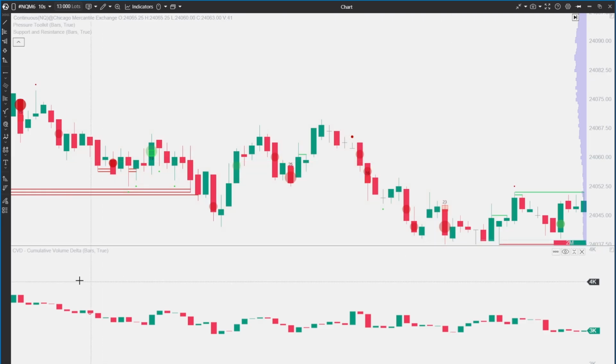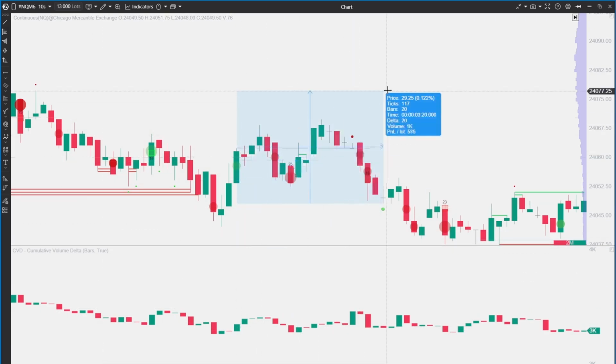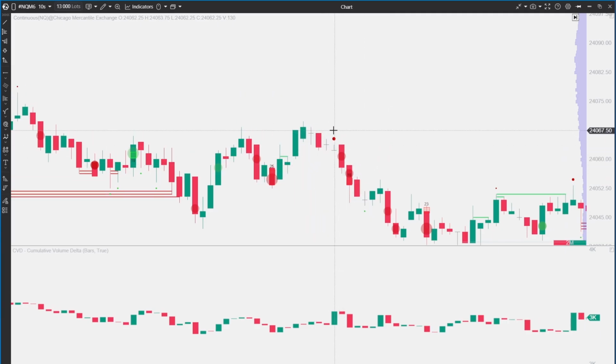We're in a downtrend. Delta's moving down. So there's really no evidence that price is going to be going higher. And we've got our bear buys.